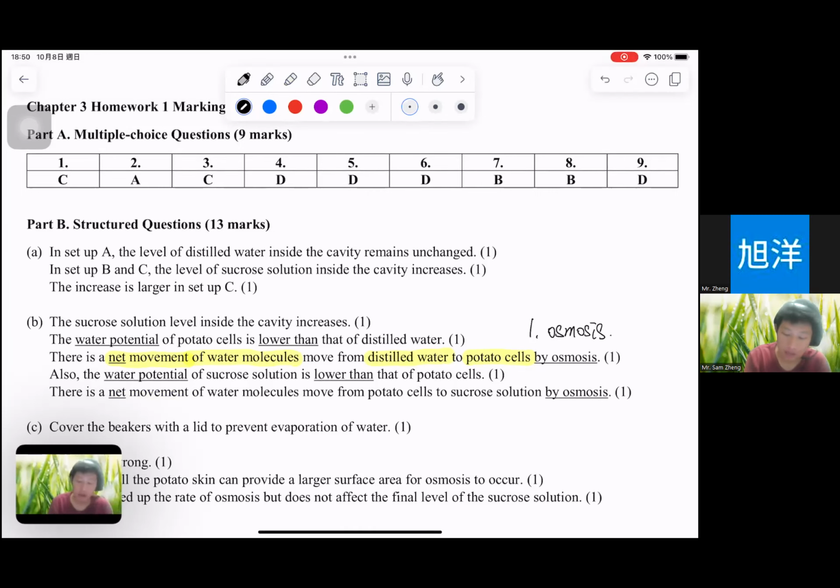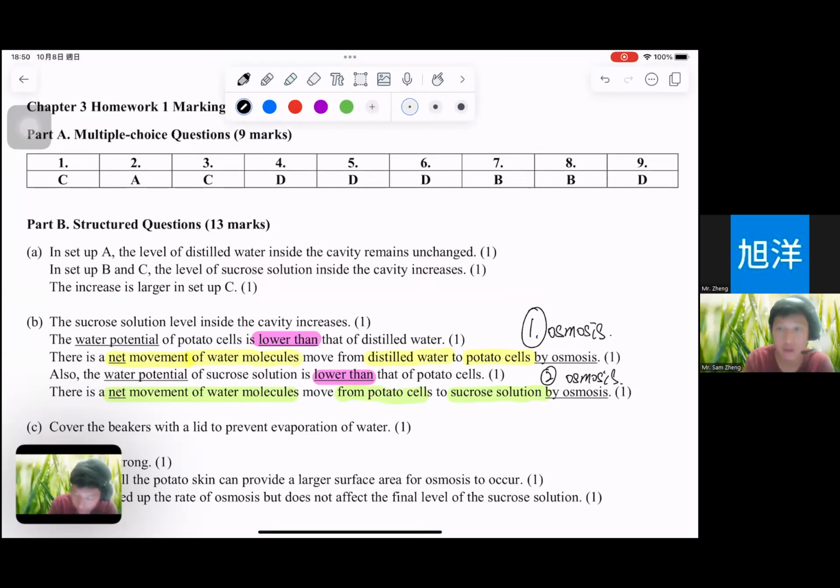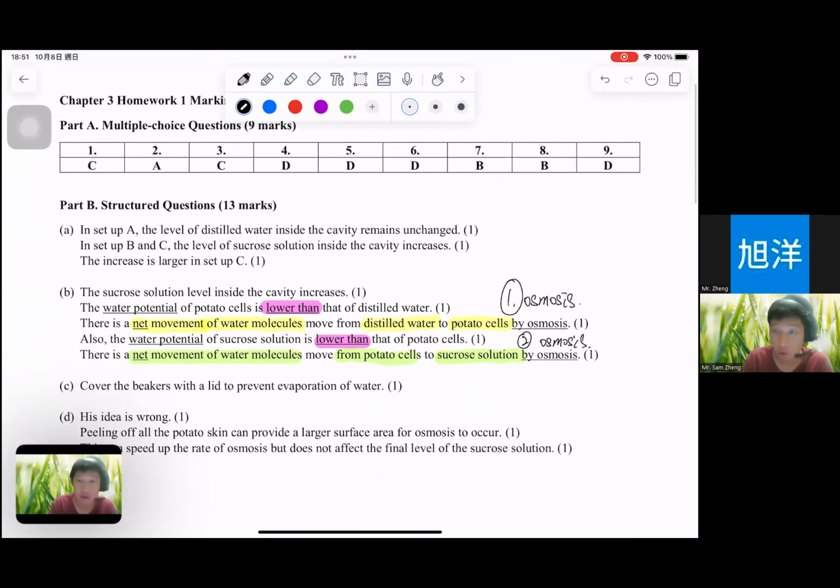Then when we do the comparisons, the water potential of the sucrose solution is lower than that of the potato cell. In this case, there will be a net movement of water molecules from the potato cell to the sucrose solution by osmosis, which is the second osmosis. So this is how it works.